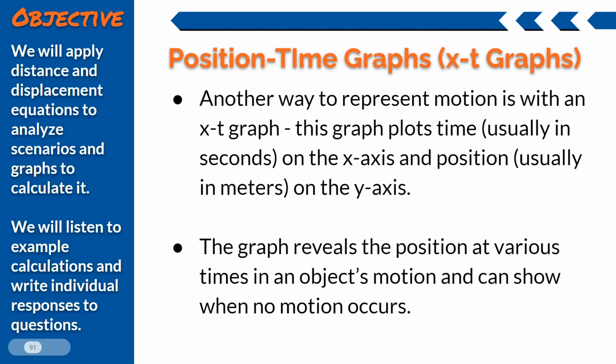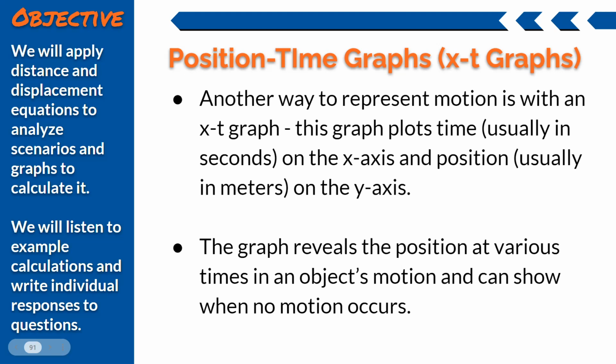In physics, we use the variable x for position. If I ask you what position you're at, you could say x equals whatever. And then t for time. And so you'll hear me say xt graph or position time graph. Another way to represent motion is with an xt graph.